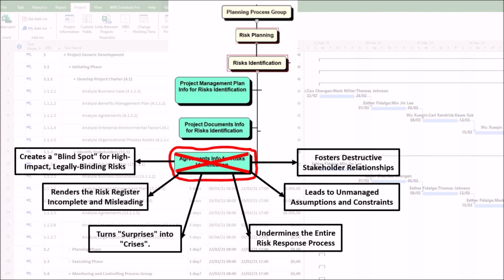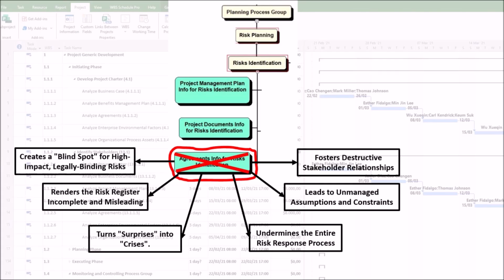6. It fosters destructive stakeholder relationships. Many agreements define relationships with key stakeholders, such as vendors, partners, and clients. A poor analysis almost guarantees future conflict, as follows. First, ambiguity breeds disputes. Without a clear, shared understanding of contractual obligations, every minor issue becomes a potential dispute. "I thought you were responsible for that," becomes a common and destructive refrain.